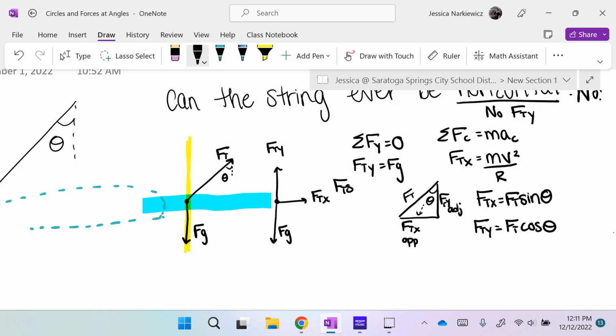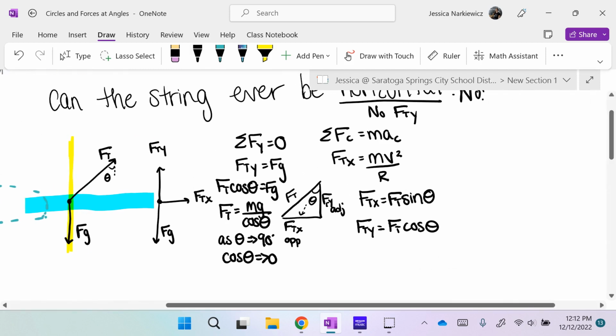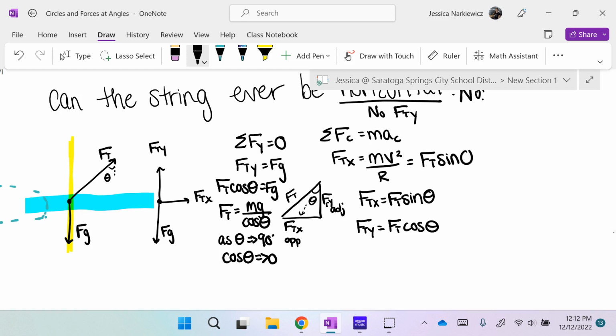So you have Ft cosine theta equals Fg. So tension is mg over cosine theta. Now this also helps to prove why the string can never be horizontal, because as the angle approaches 90 degrees, cosine of the angle approaches 0, which means I'm dividing by 0 in this equation, which in math means that equation explodes. In the x direction, this mv squared over r would equal Ft sine theta.